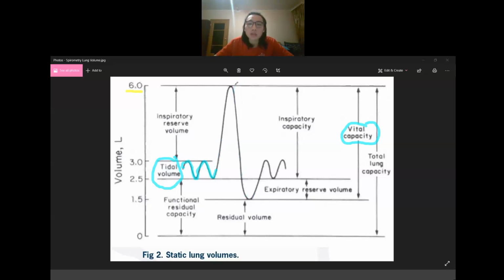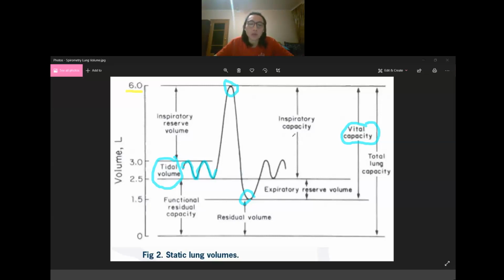Maximally inhale and maximally exhale. See this one over here, the up from here to here. So you tell the patient to inhale as much as he or she can and ask the patient to exhale as much as he or she can.